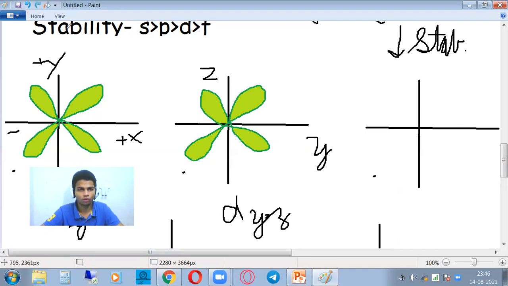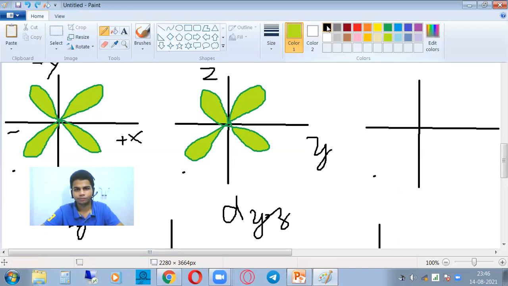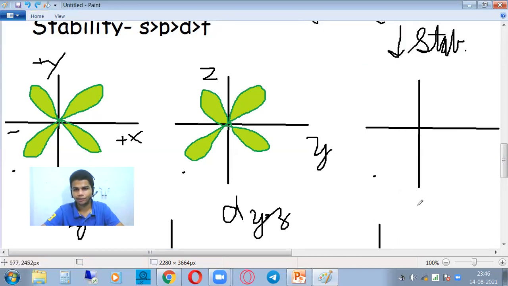That is not the last one. There are two more to go. After that, this is dzx. So I will clearly say that this is the x-axis and this is the z-axis. There are five: dxy, dyz, and dzx. So this will be the x portion.